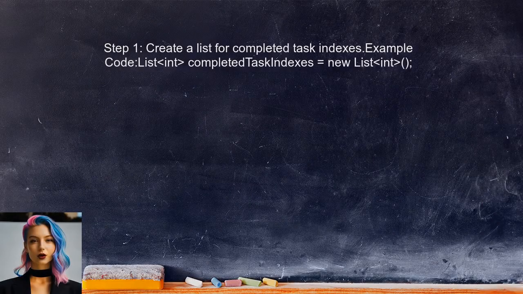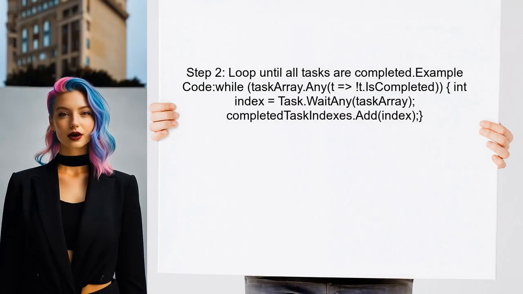To capture all completed tasks when using Task.WaitAny, the user should first create a list to store the indexes of completed tasks. This will allow them to track multiple tasks that finish at the same time. Next, the user can enter a loop that continues until all tasks are completed. Inside this loop, they will call Task.WaitAny to wait for any task to complete and capture the index.